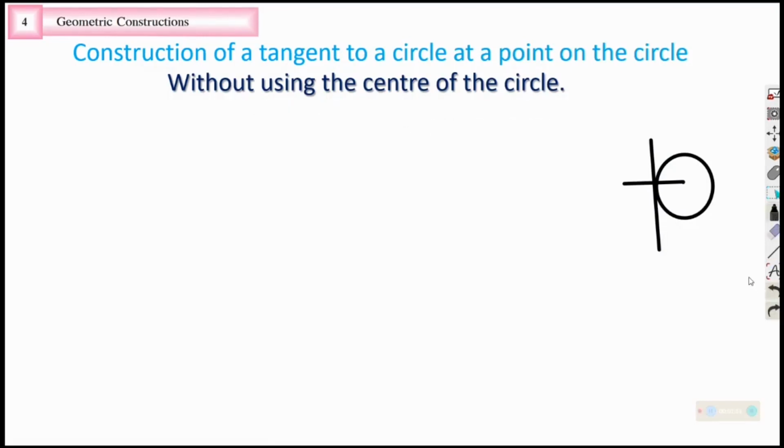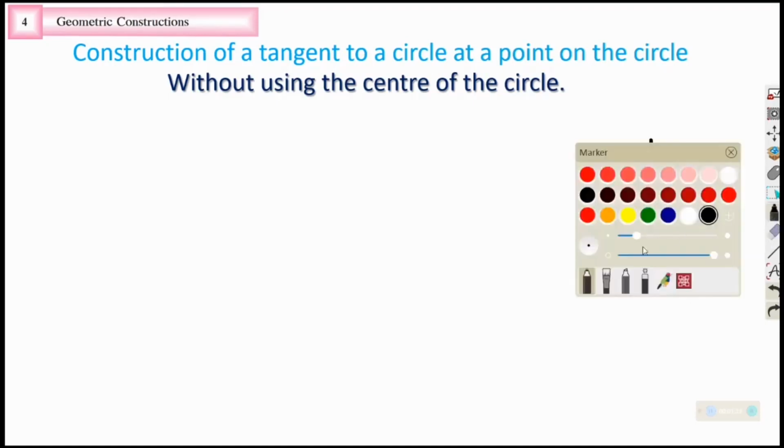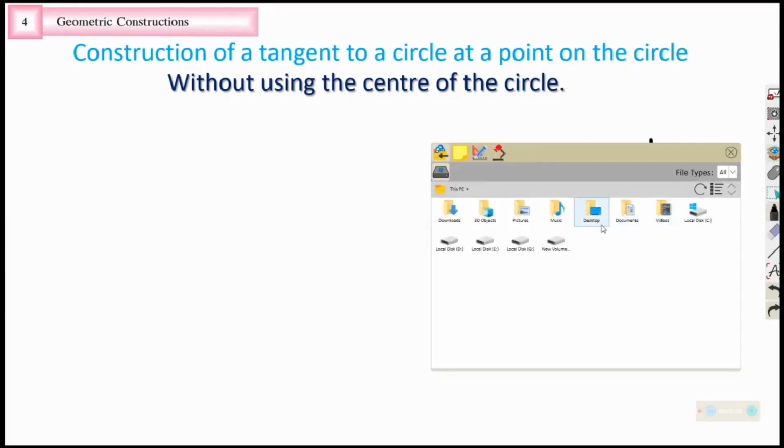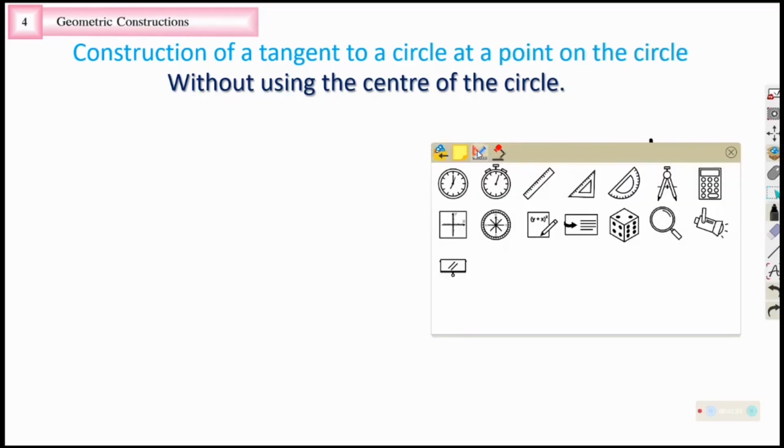So how is it? Again, as I told you, better do it and show you without using the center. How can we draw a circle and its tangent at a desired point? The first thing I have to do is draw a circle like every time. So I am taking the compass first and drawing a circle for you.